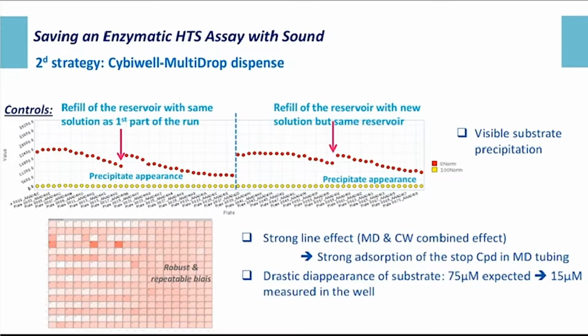So if we look more precisely at this slide, we can see that there is a very beautiful and robust and repeatable line effect. We found that the stop compounds, different from the first process, were also adsorbing a lot to the silicon tubing. The use of the CB well doesn't solve our problem with the substrate, as it precipitates, and the result was that only 15 micromolar of substrate was dispensed in the well in place of the 75 micromolar expected. So, in conclusion, CB well and multidrop were not the solution for the automatization of our assay.